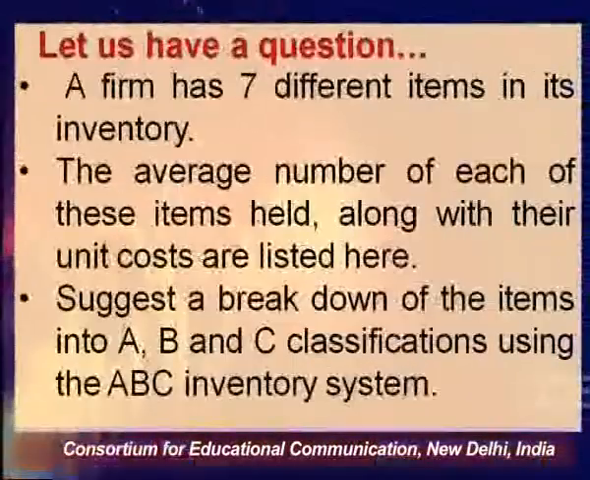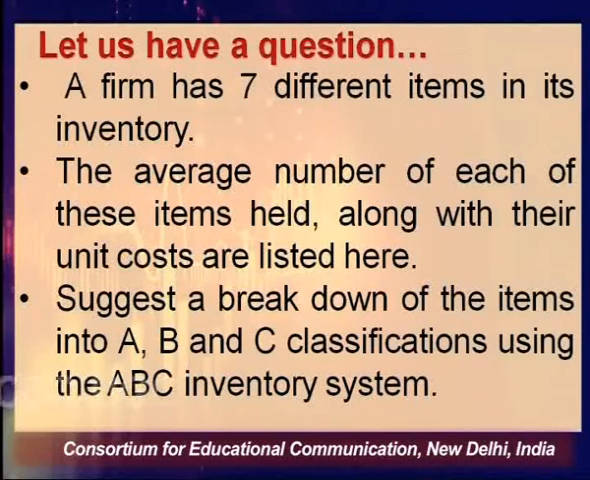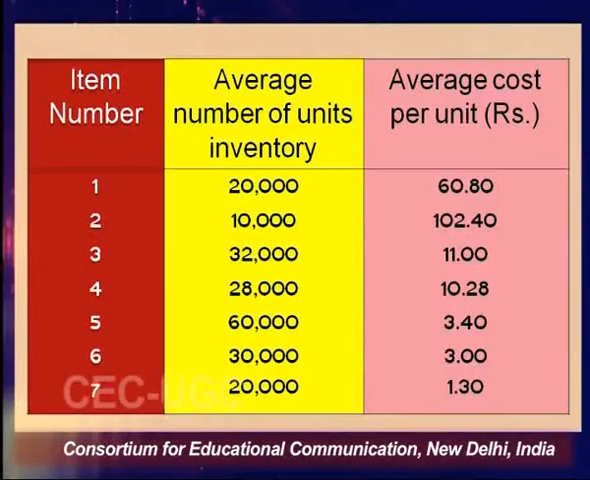So let's have a question for this. There is a firm which has 7 different items in its inventory. The average number of each of these items held along with their unit cost is listed here, and they are asking you to suggest a breakdown of the items into A, B, and C classifications using the ABC inventory system. So they want you to provide a breakup of the A, B, and C categories of this inventory, and for that they are giving you this information. They have 7 items starting from 1 ending at 7. Average number of units in inventory is given: 20,000, 10,000, 32,000, 28,000, 60,000, 30,000, and 20,000, and their average cost per unit is also given. So the price is also given.